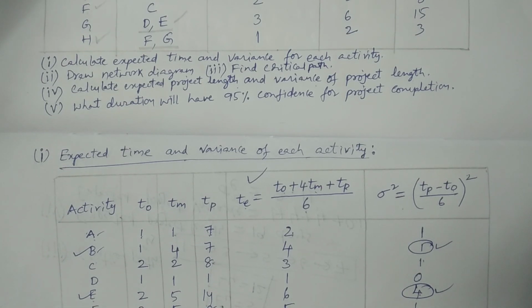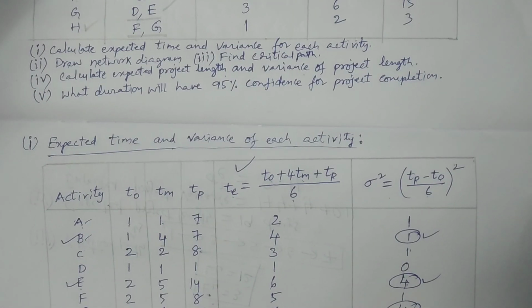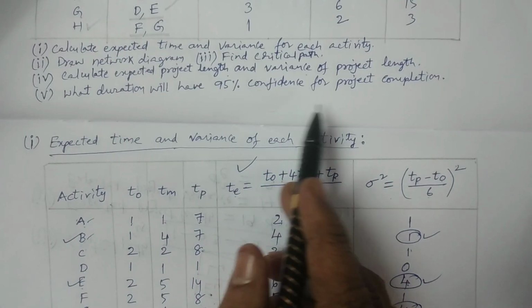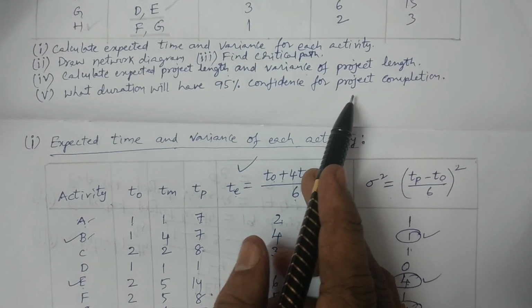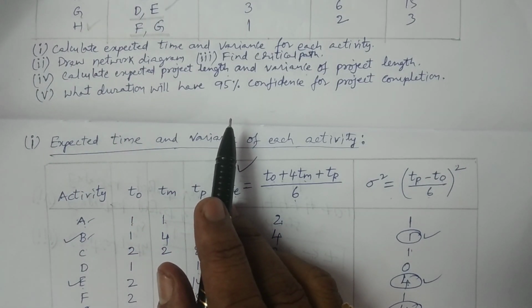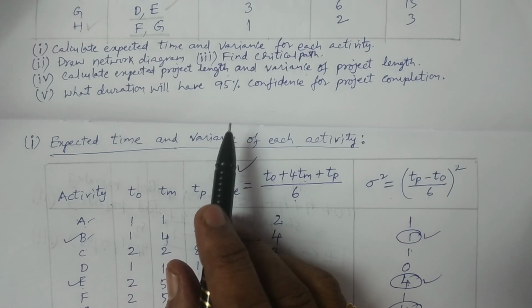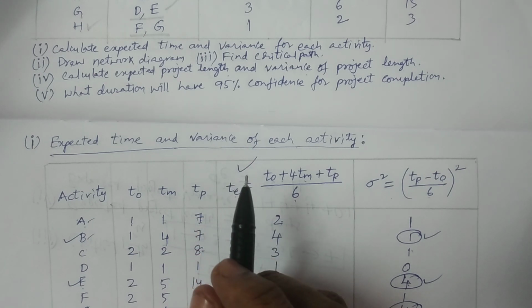And now we have to answer one more question, the last one, the fifth question. What is the fifth question? What duration will have 95% confidence for project completion? To complete the project, what will be the duration for having 95% confidence? That is, 95% chances of completing the project. What duration is going to be taken? That is what we have to calculate.